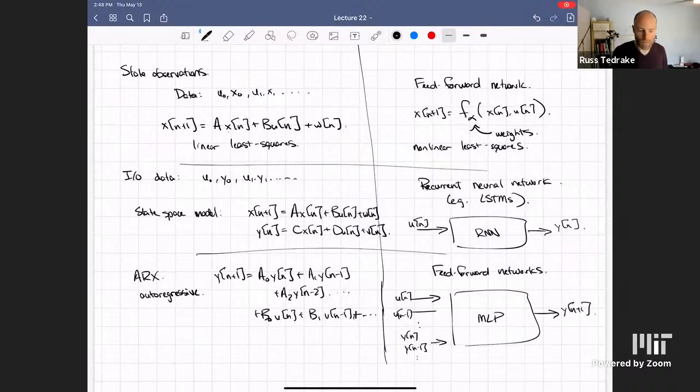Then, it sounds like the system is fully observable in that case, I think? Nope.